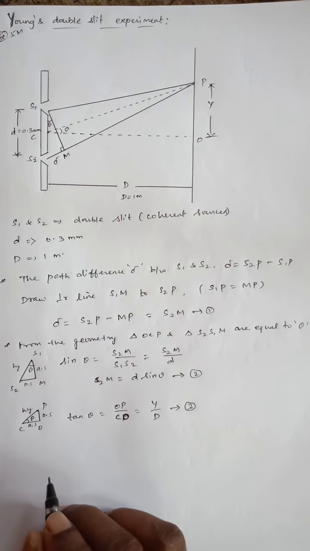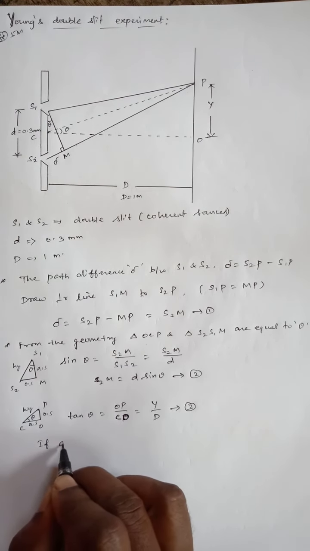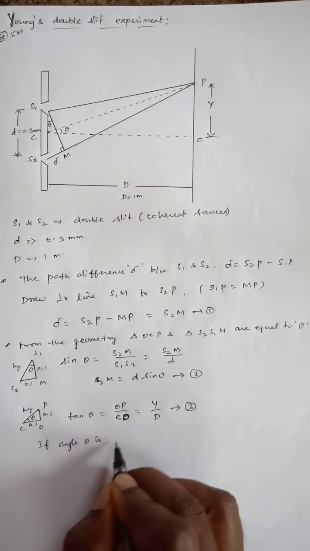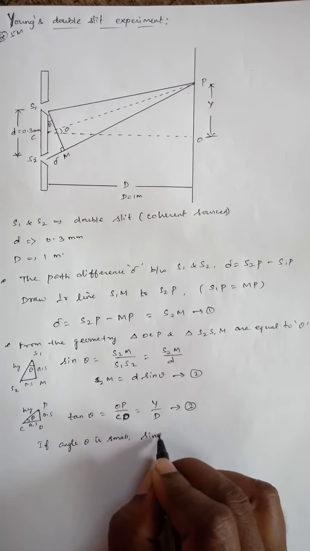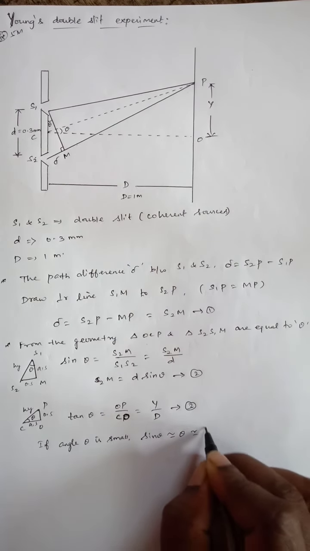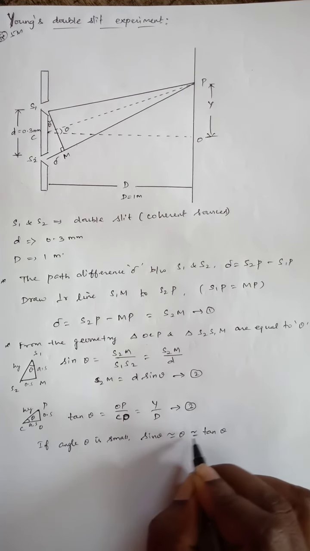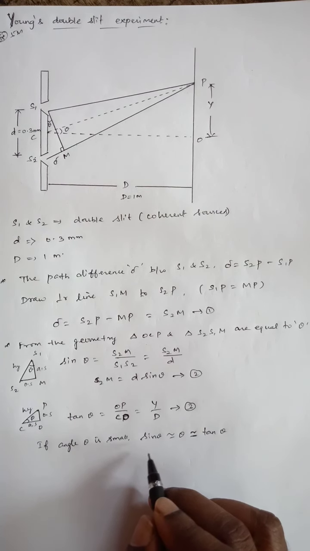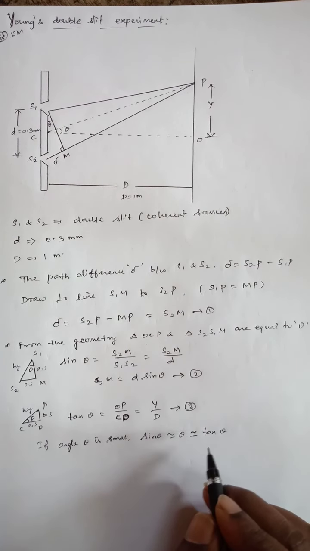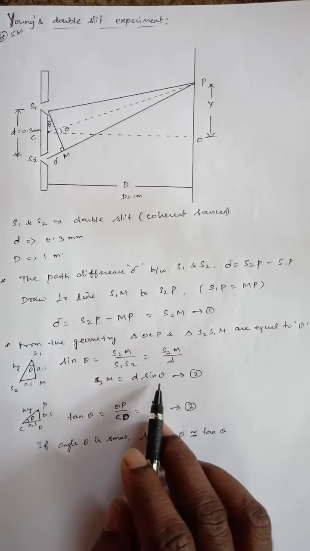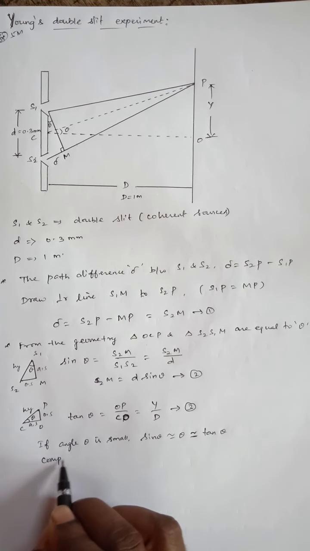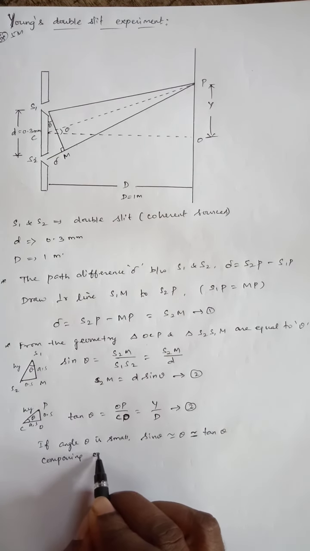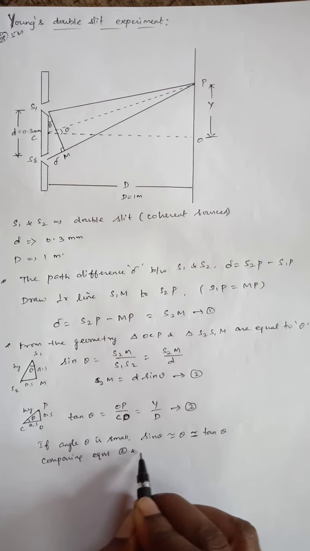Okay, if the angle theta is very small, we write sin theta is equal to theta, and tan theta is also theta, because sin 0 is 0 and tan 0 is also 0, approximately. So if the angle is very small, you can write sin theta equal to theta, tan theta equal to theta. Now we have to compare equations 2 and 3.